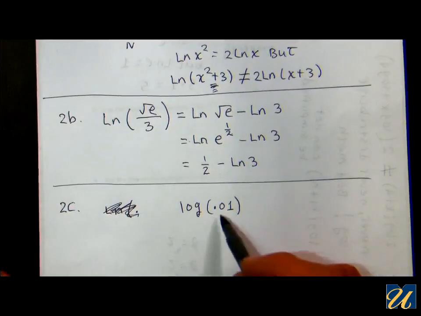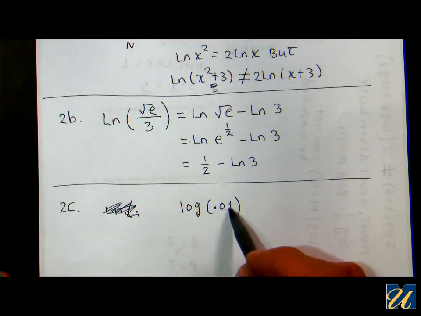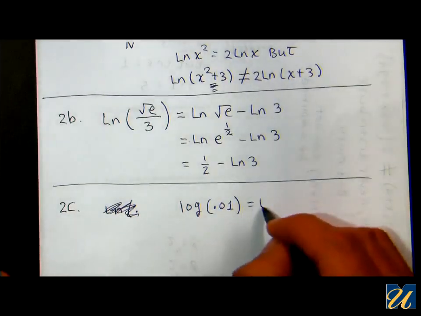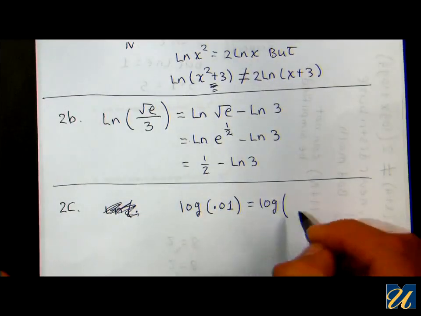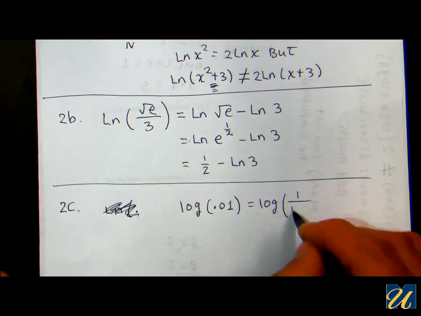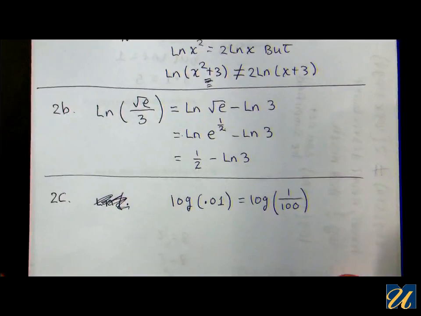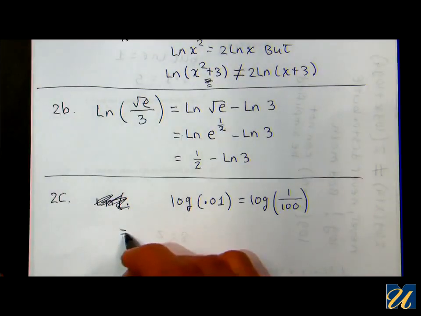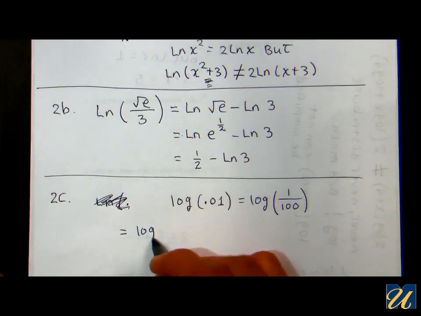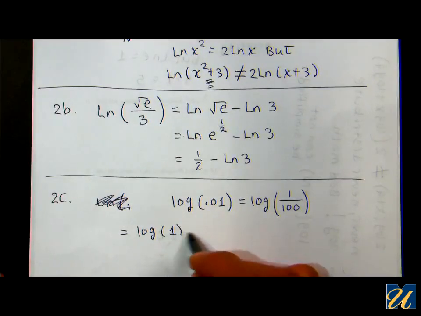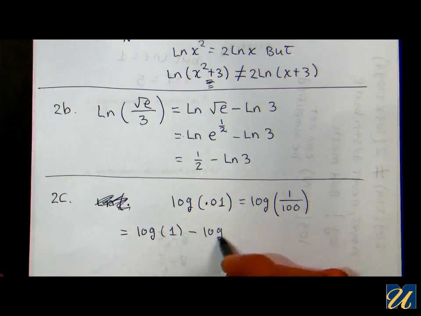So let's think about it this way. This is the hundredth, this is 1/100th. So write it as a fraction. 0.01 is 1/100th. There we go. Now we have it written as the log of m divided by n. So let's simplify that using the quotient property. That's the log of the top minus the log of the bottom.